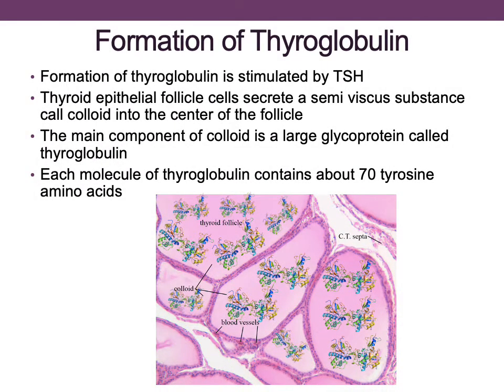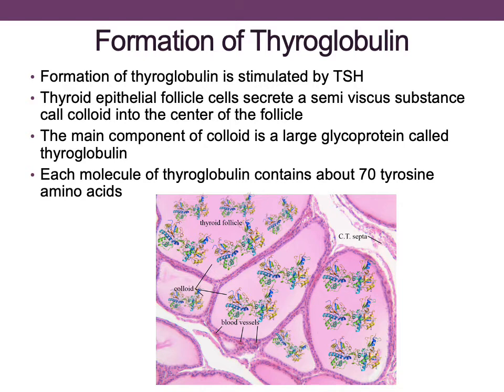The formation of thyroglobulin is stimulated by thyroid-stimulating hormone. This hormone also stimulates iodide pumping. So when the thyroid-stimulating hormone binds to specific receptors on thyroid follicular cells, it stimulates both iodide trapping and the formation of thyroglobulin at the same time.